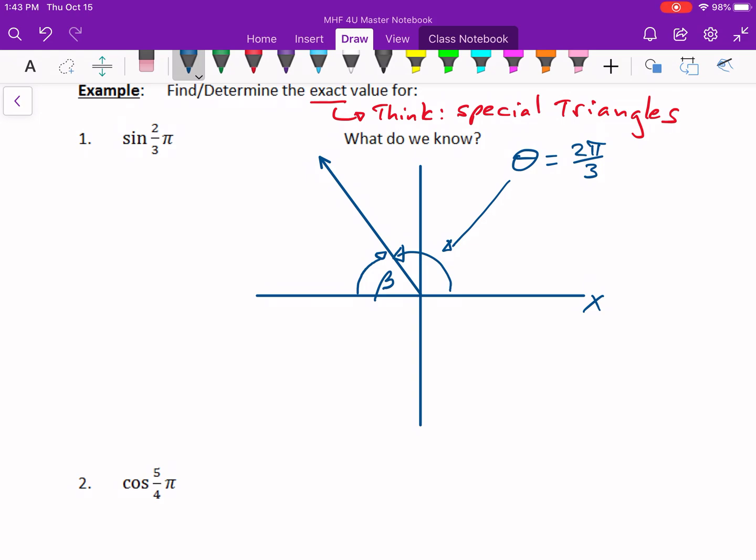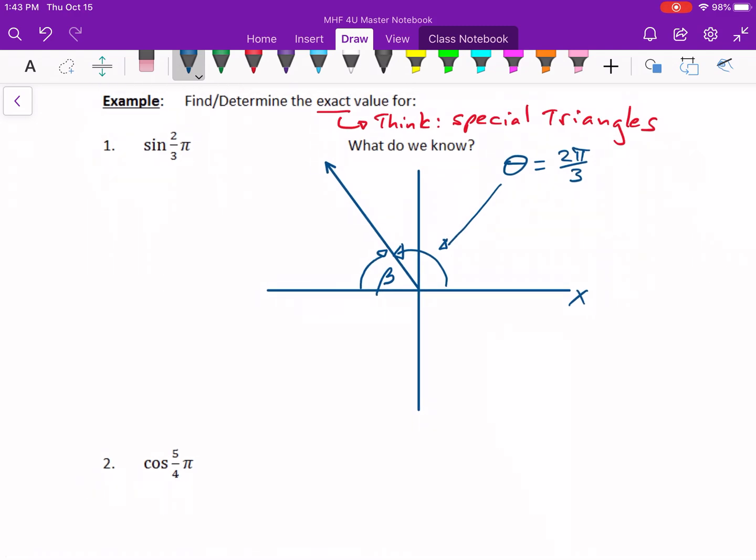So if theta is 2 pi over 3, then beta has to be pi, which is 180, minus 2 pi over 3. Right? Again, this whole thing is pi. But this part here is 2/3 of pi. That means that this part here must be 1/3 pi. They have to add up to pi, the two parts. So beta is equal to pi over 3. Okay, so we know that. Pi over 3, again, remember, is like 60 degrees if we're dealing with degrees instead of radians. So that is a special triangle. So beta is pi over 3.